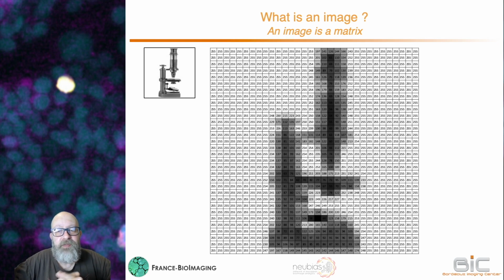So first, those values correspond to an amount of light that has reached the detector. So the detector that you're using, whether it's a camera or a photomultiplier tube or whatever, it will convert the light into a signal that then will be transferred to the computer, and the computer will place this intensity over a certain position of the image, over a certain pixel.